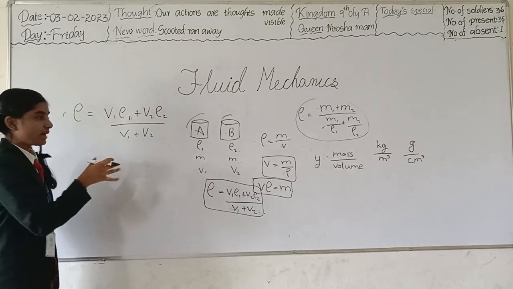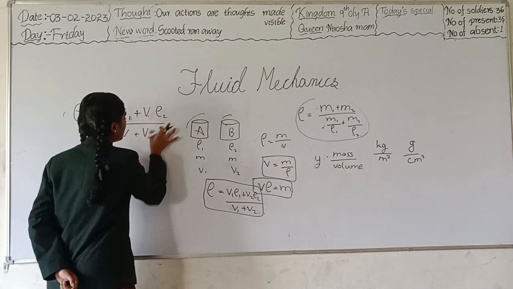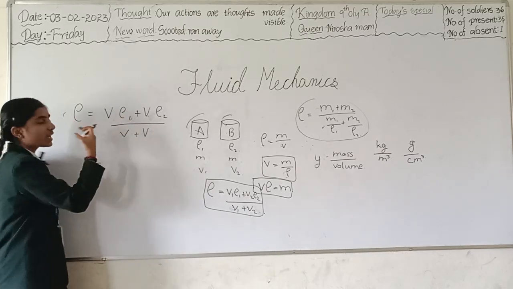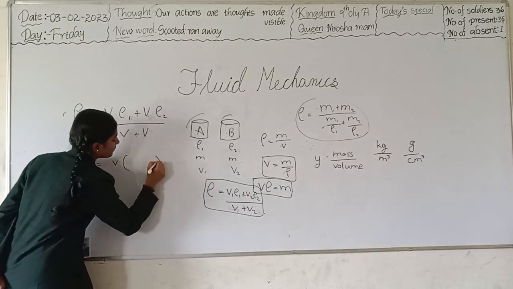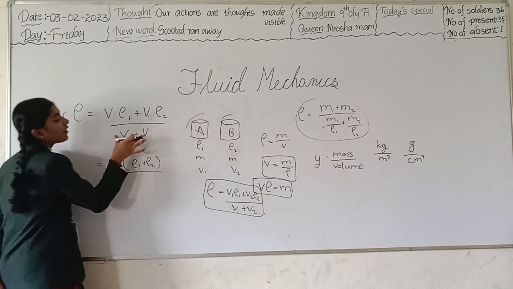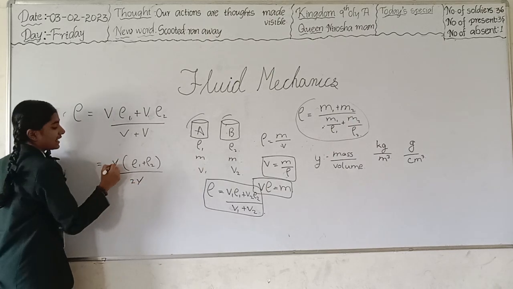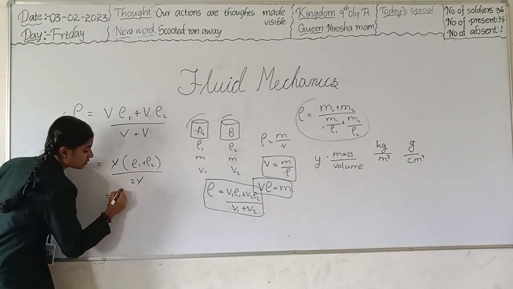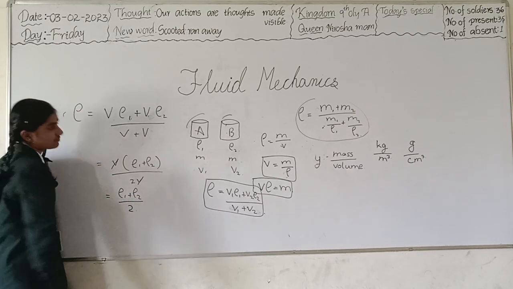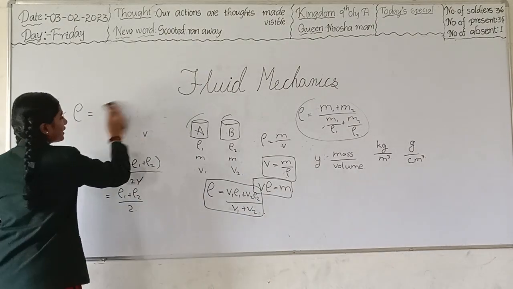Here volume is the same, no? So this will be just V. So we can take V common here. So rho 1 plus rho 2 by, adding 2 V's, we get 2 V. So V gets cancelled, and this will be equals to rho 1 plus rho 2 by 2. Those were a little bit tricky but a fun part.